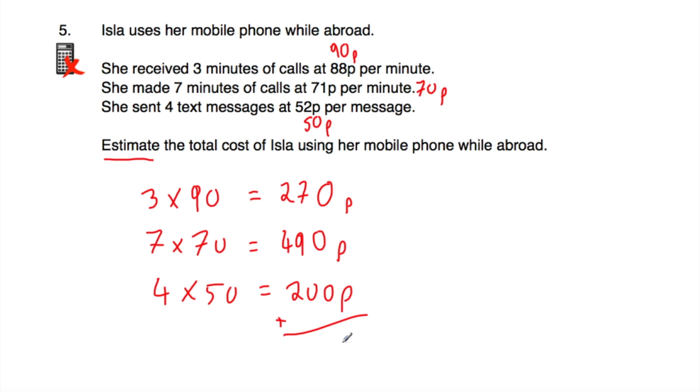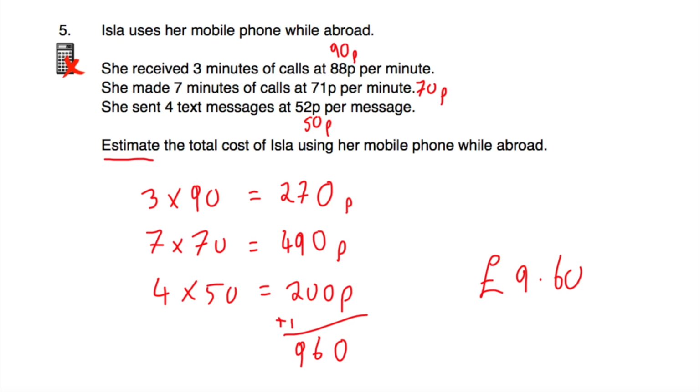0 plus 0 plus 0 is 0. 7 plus 9 is equal to 16, plus 0 is 16, so put a 6 down and carry a 1. And 2 plus 4 is equal to 6, plus 2 is equal to 8, plus another 1 is equal to 9. So we've got £9.60. So our estimate for the total cost of Isla using her mobile phone will be £9.60. Now let's actually work out what it would be just out of interest. So 3 times 88 plus 7 times 71 plus 4 times 52, just working this out on my calculator, gives me an answer of £9.69. So £9.60 is a good estimate.